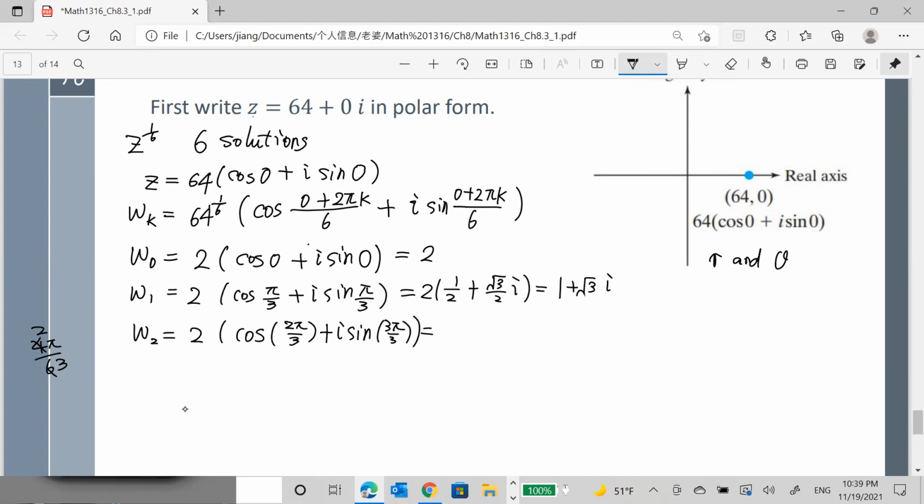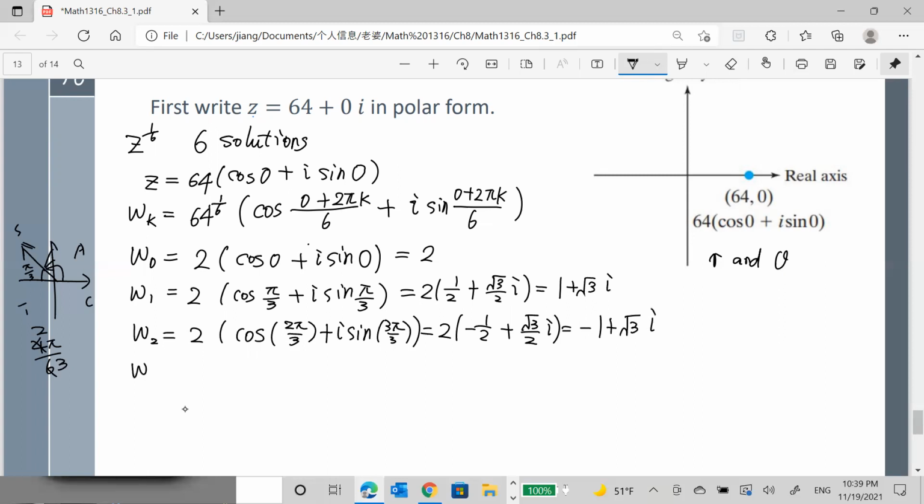What is that? So what is the cosine? 2 pi over 3 is here. Cosine here is negative because of A, S, T, C. So cosine is negative. That's 2 times negative cosine pi over 3, and that's 1/2. And then plus, because here the sine is positive, that's sine pi over 3. That's square root of 3 over 2i. That's -1 plus square root of 3i.